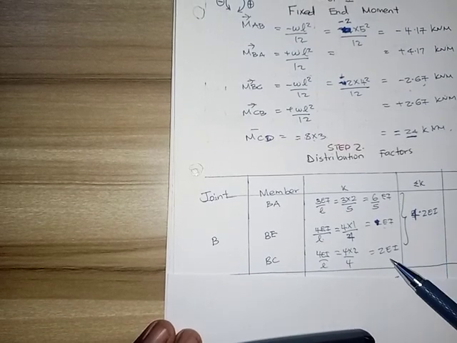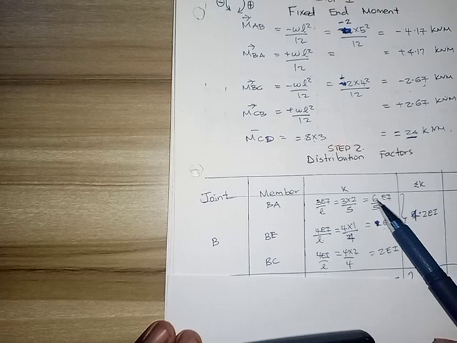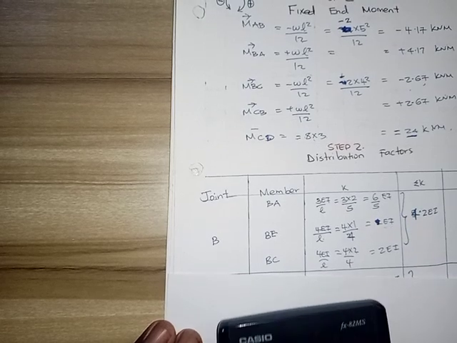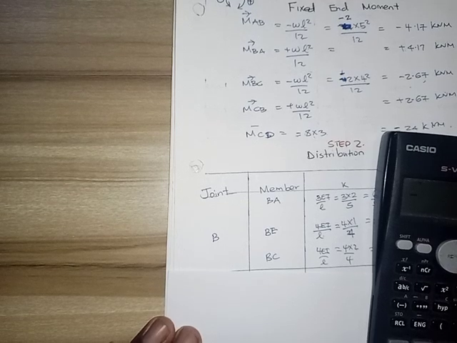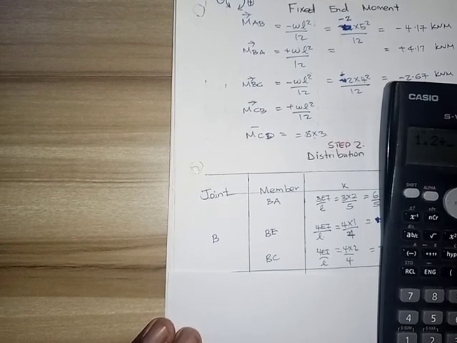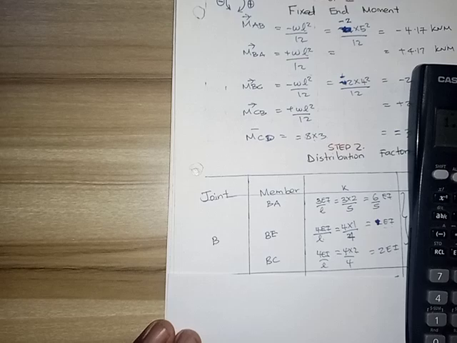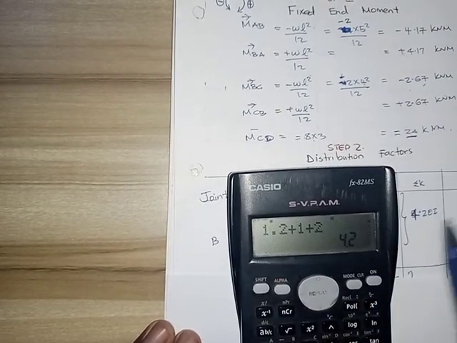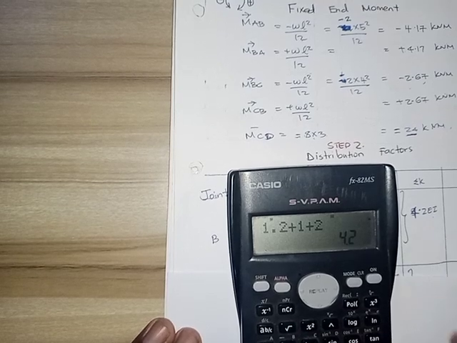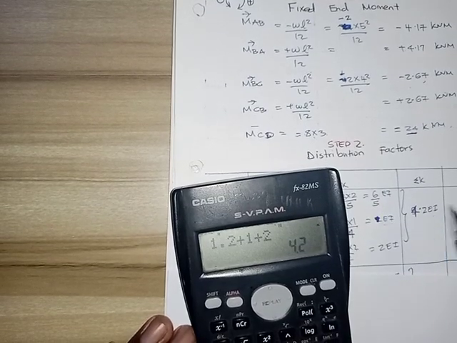Now if you add all these, 6 over 5 is basically 1.2. So if you add 1.2 plus 1 plus 2, you get 4.2 EI. So eventually the EI will cancel out.